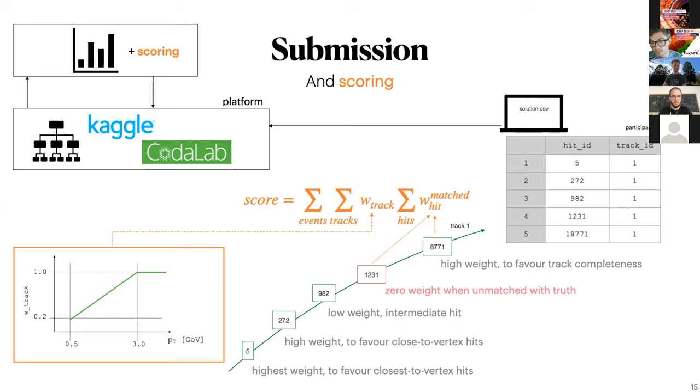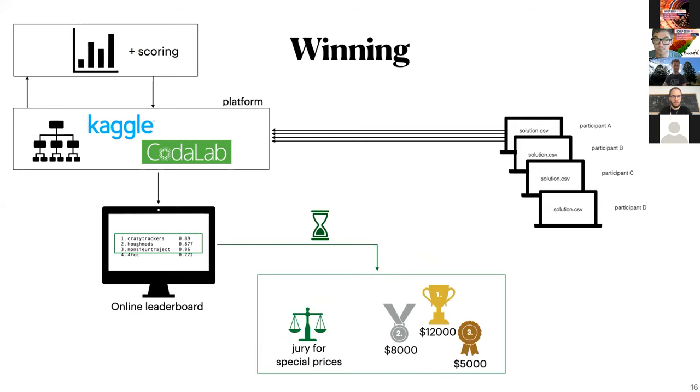And the hit sum was done such that we favored mostly the innermost hits and the outermost for track completion, and give zero weight for unmatched hits. So the optimal score is 1. You got everything right, and the teams would submit. We would evaluate, and then we'd come with an online leaderboard. And once the time is up, you would get some substantial prize money, which you can see here, which was kindly given to us by the sponsors. So that's the outline.